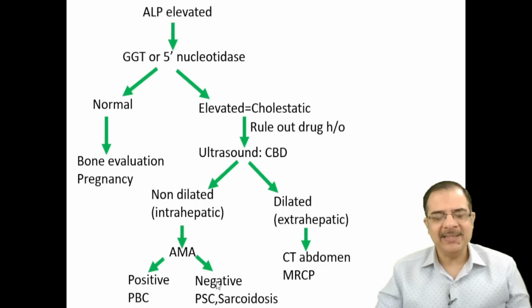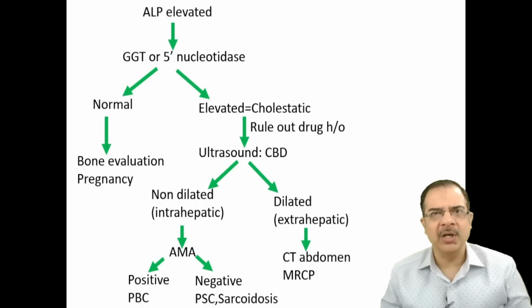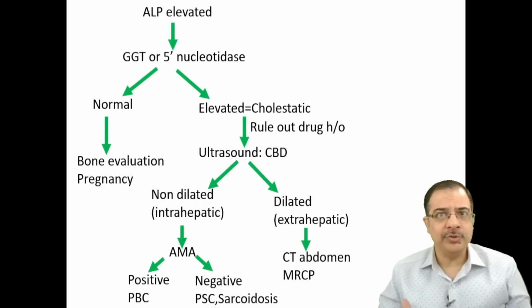While if AMA is negative, then think of primary sclerosing cholangitis, though primary sclerosing cholangitis can be intrahepatic, extrahepatic, or both. And it is often associated with inflammatory bowel disease like ulcerative colitis. So take the history of ulcerative colitis, or it could be due to granulomatous disease like sarcoidosis. For that you have to go for an ACE level and thorough history, then go for chest X-ray and other tests for sarcoidosis.